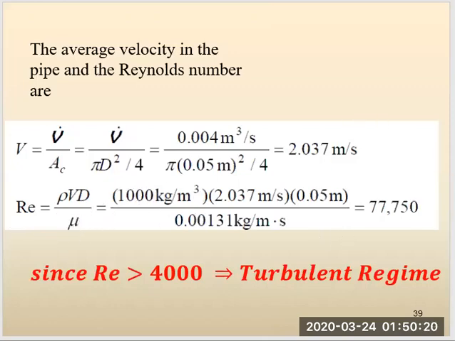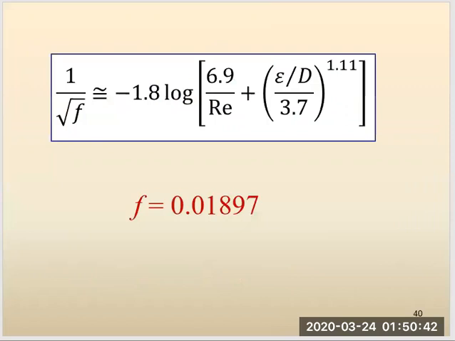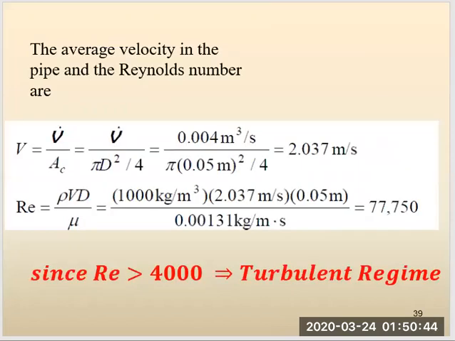Reynolds number is 77,750. It means it's larger than 4,000 and it is turbulent. The regime of the fluid flow is turbulent since the Reynolds number is larger than 4,000. So now we need to calculate the friction factor.